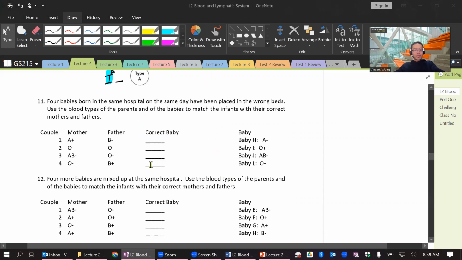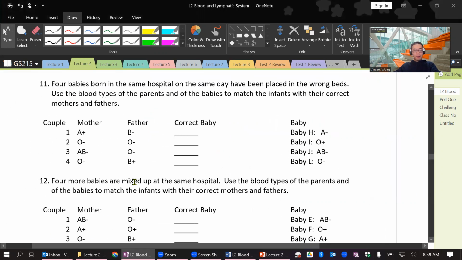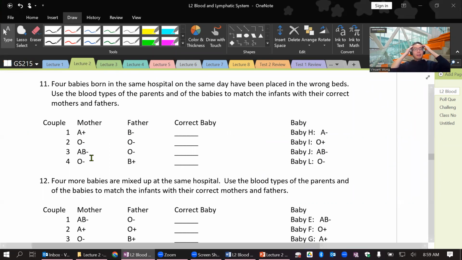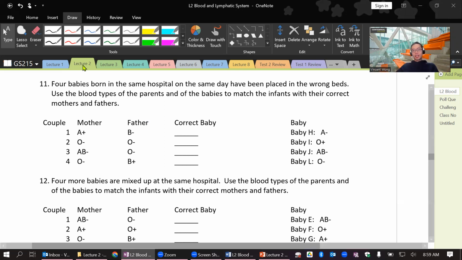Okay. This is a baby matching question. You have 4 parents here, and somehow the hospital mixed up all their babies. We have to figure out which baby belongs to which parents. Now, when you do something like this, many people would start drawing pedigrees and stuff like that, and then it would take forever to do this question. You don't have a lot of time on the test, right?